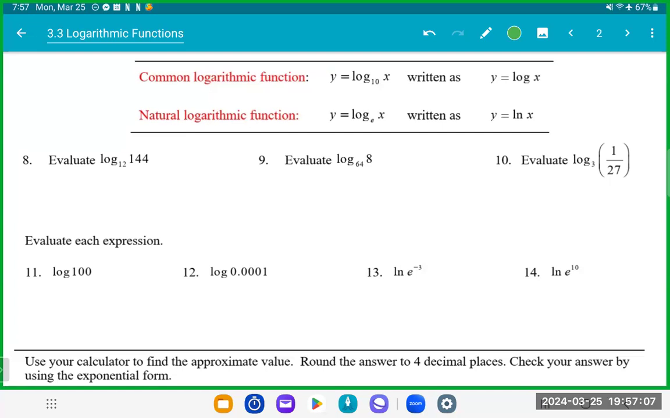For this first problem, if we have log base 12 of x equals 144, that is equals y, right? So we could say 12x equals 144. So x raised to what exponent gives us 144? Well, that would be x squared. So in this case, x has to equal 2.